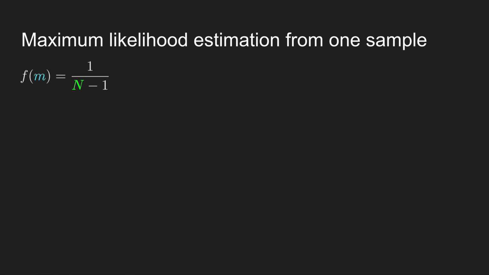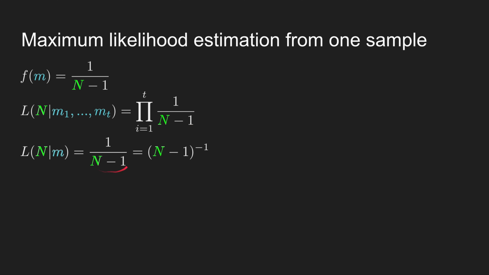Our uniform distribution f of m is equal to 1 divided by n minus 1. Our likelihood estimation function is L of n, knowing that m1 to mt, which is equal to the multiplication of every uniform distribution of m. Because we only have one observation, our likelihood function will be 1 divided by n minus 1, which is also equal to n minus 1 elevated to minus 1. We derive this and have minus 1 divided by n minus 1 elevated to 2.